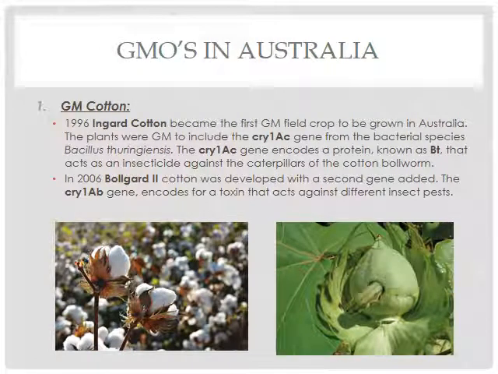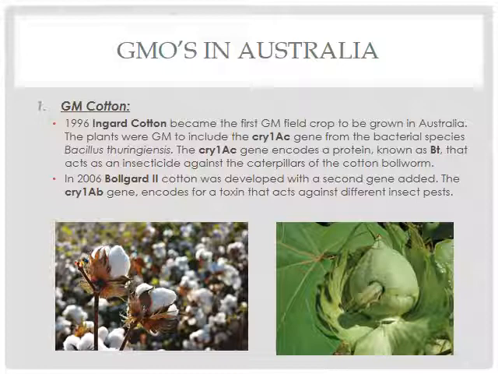GM cotton's a good example of genetic modification in Australia. So this was the first genetically modified crop in Australia. So we took cotton plants and inserted a gene from a particular bacterium into the cotton plants that codes for a protein known as Bt. So we call it Bt cotton. And that Bt protein actually gives the cotton resistance against infection by a particular caterpillar.